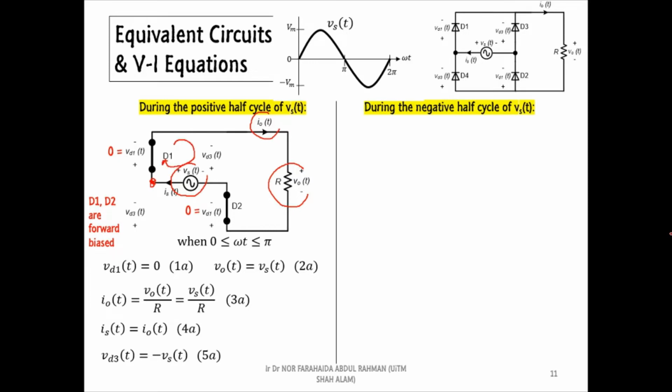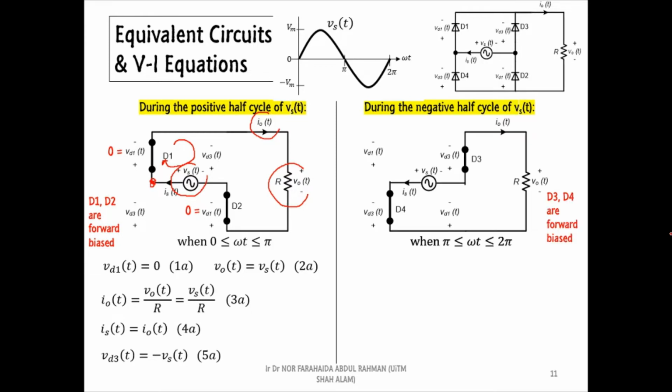The second equivalent circuit is obtained when diodes D3 and D4 are in forward bias. In this condition, both diodes act as a short circuit with zero voltage. Next, let us look at the connection between the resistive load and the AC source. Although both components are connected in parallel, their voltage polarity is opposite to each other. Hence, the output voltage is equal to the negative supply voltage.